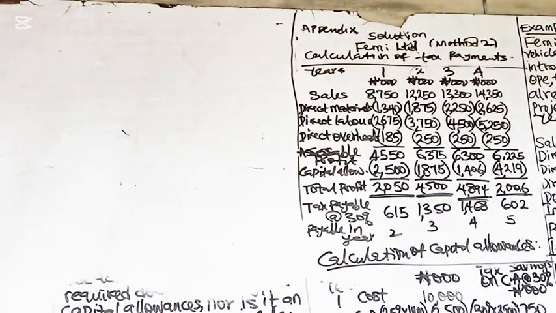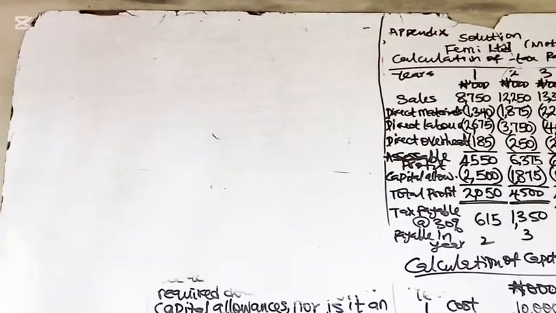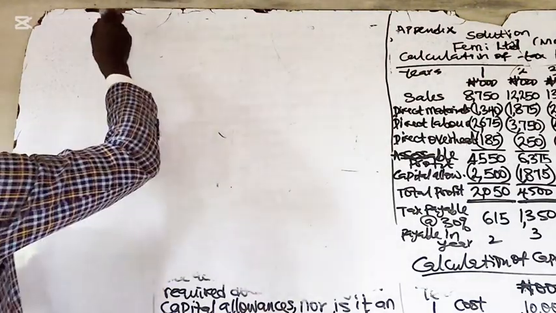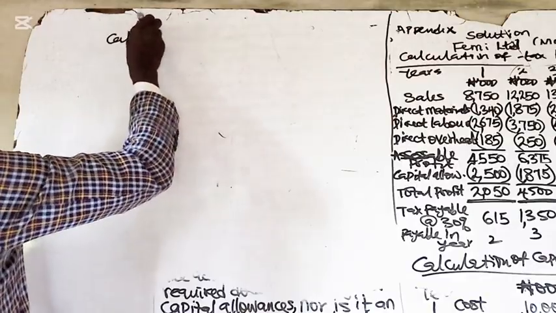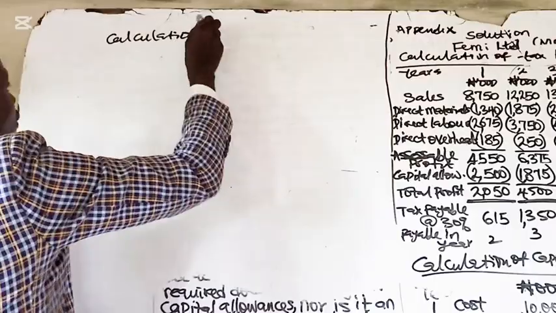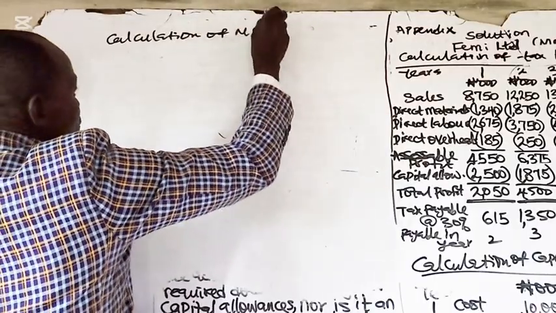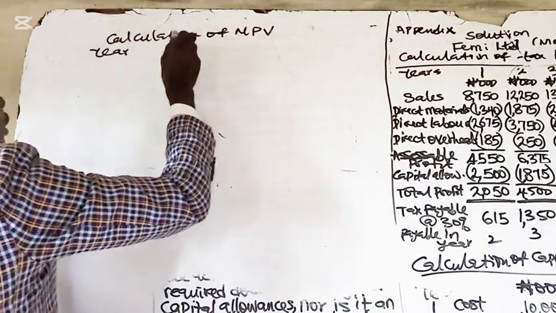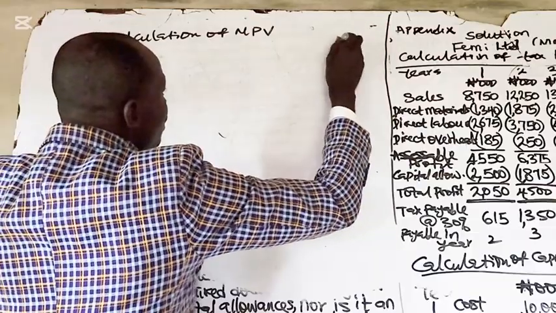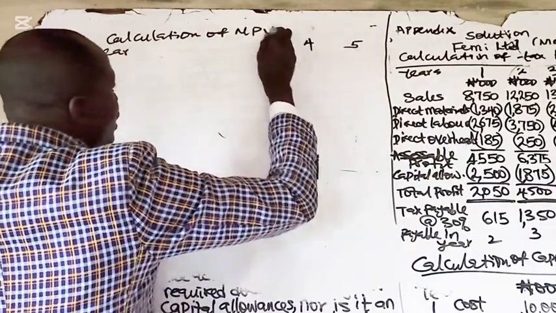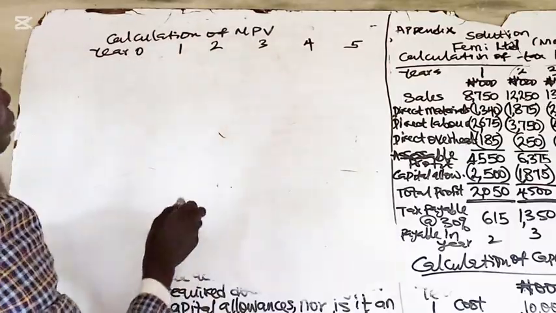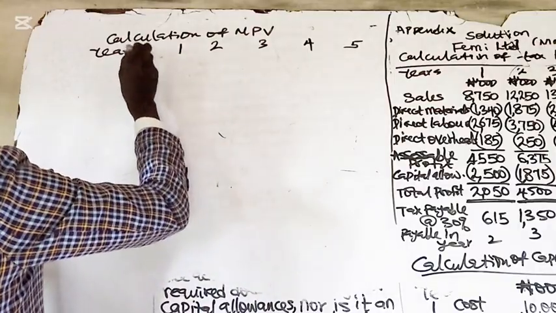Now we can proceed to the calculation of net present value. Calculation of NPV. So we have year 5, year 4, year 3, year 2, year 1, and year 0. Amount is in thousand.